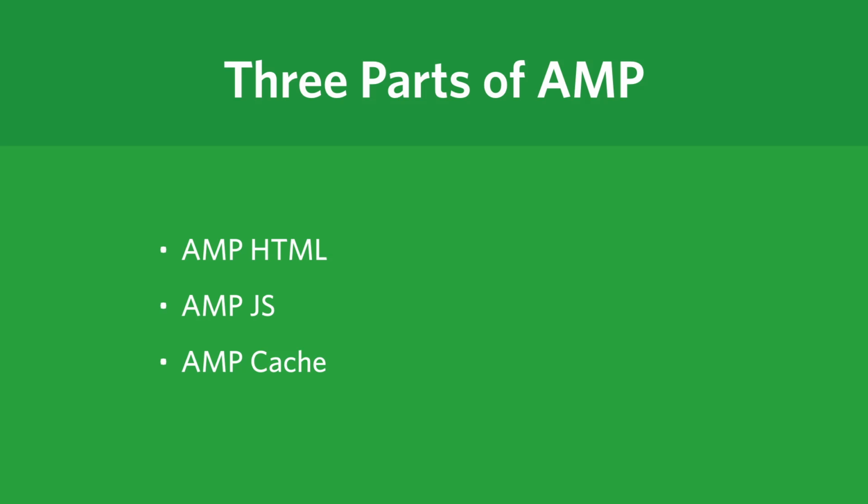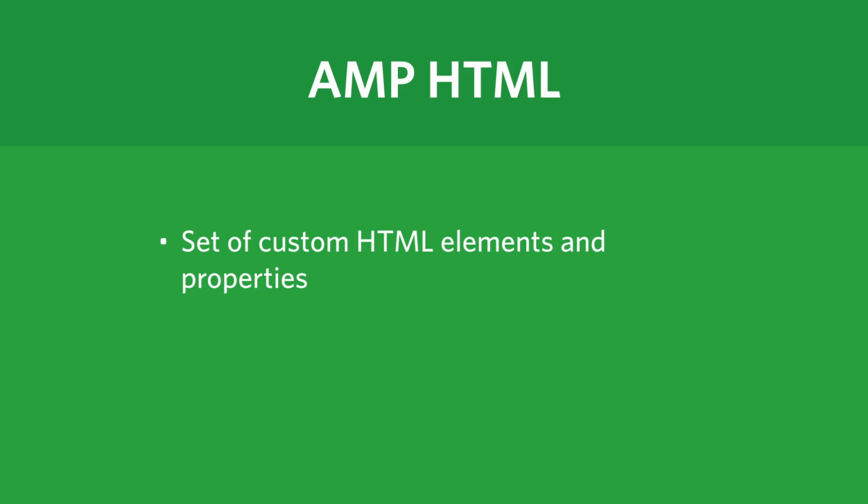Earlier I referred to the three different parts of AMP: AMP HTML, AMP JavaScript, and AMP Cache. I want to look at each one in a little bit more depth so we can understand how the different pieces of AMP come together to make the whole thing work. We'll start with AMP HTML. AMP HTML is a set of custom HTML elements and parameters that AMP requires in order to validate as an AMP HTML document. The HTML elements all use the AMP- prefix.